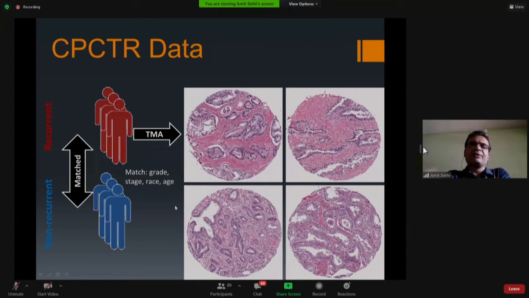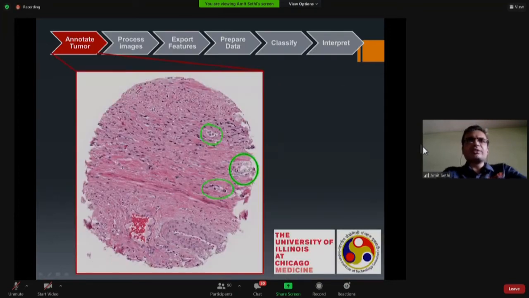So there was matching between the two groups based on grade, stage, race, and age. This is the pipeline that we developed. These are different pieces of the pipeline, stages of the pipeline. The first part of the pipeline was that we looked at this tissue image and we annotated. We took a digital pen and we annotated where the cancer is. So after annotation, we did all these other steps such as process image, export features, prepare data, classify, interpret.